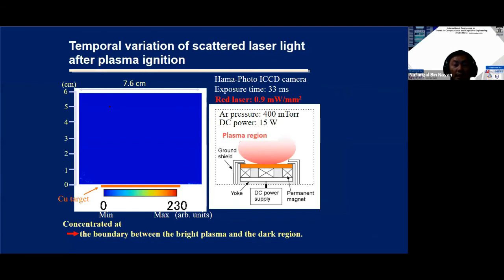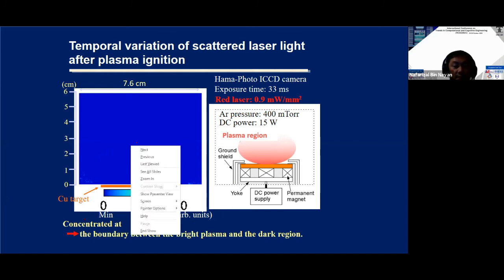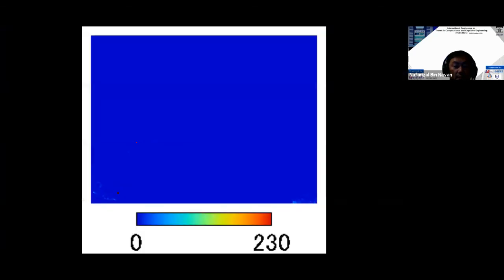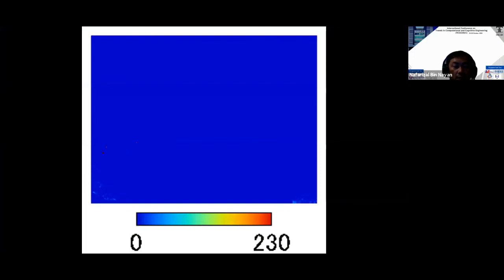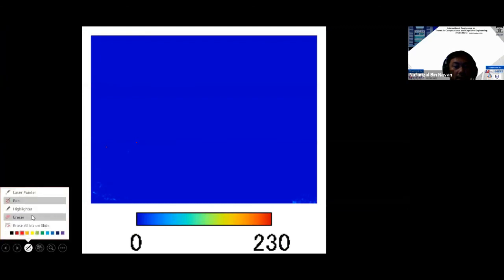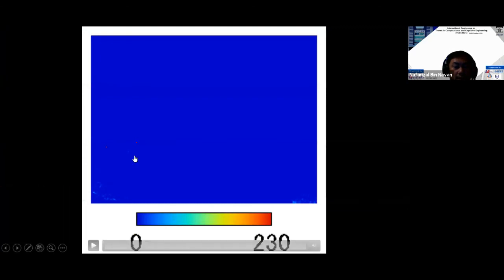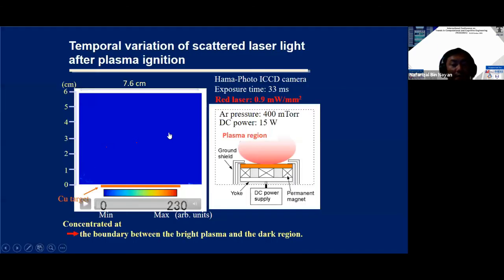Also, we can use another tool. Let me see if I can play this one. It's not moving. So the link is not there.